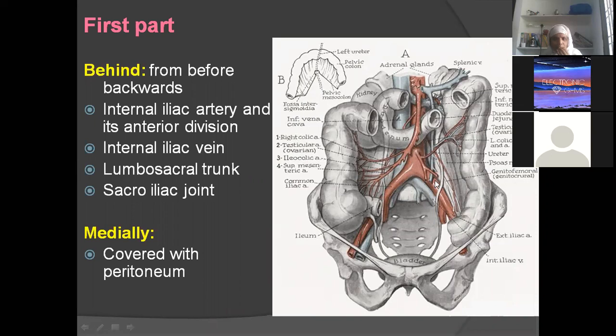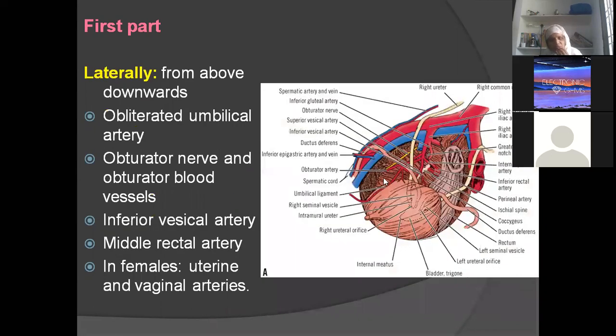Medially, suppose this is the ureter, medially the ureter will be covered with peritoneum. Very simple. Now the first part only is continuing, the one which is moving towards the greater sciatic notch. Laterally, see, this whole yellow part is the ureter. Different directions we have taken.